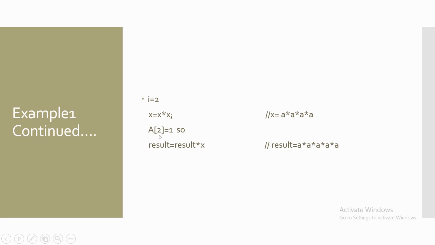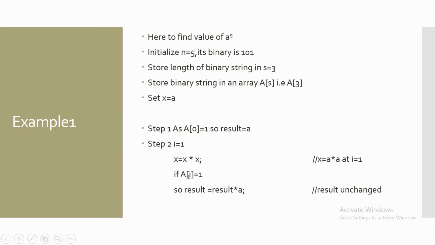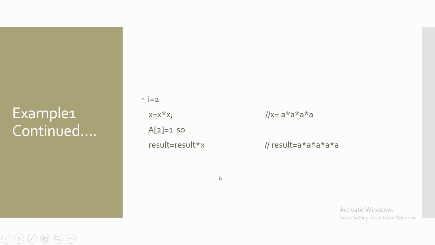And what about the condition? As the condition is also true, the result will be multiplied with x. So the result is containing a, and x is containing 4 times a, so 4 times a will be multiplied with a, so this will become a5. So you can see how many multiplications I have done in this procedure. Here 1, 2, and here I have 3. So total 3 multiplications I have done in this procedure.